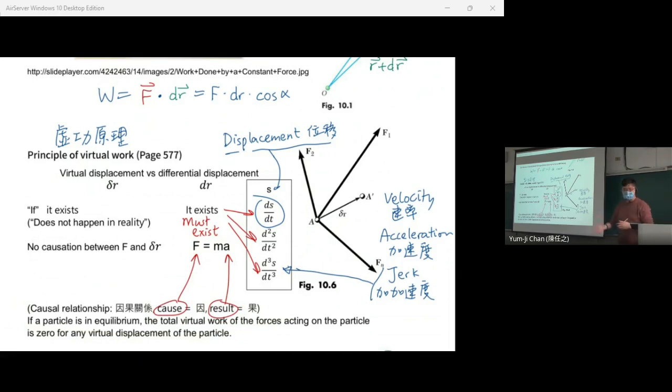Now, in mathematics or in mechanics, these are called differential displacements. dr or ds, these are called differential displacement. 小位移. It happens because if you go from university back to your room, then it exists. And in talking about F and A, there is a cause and there is a result.